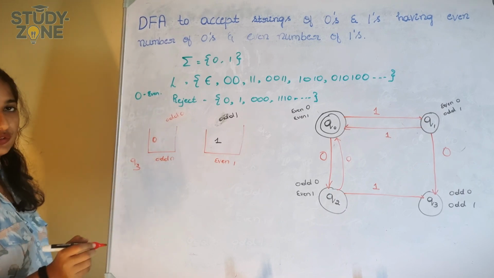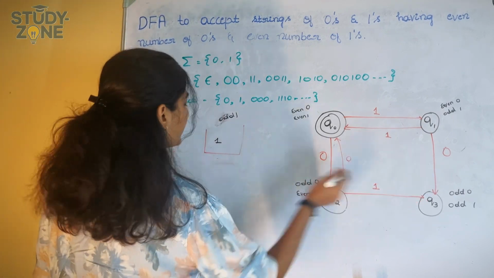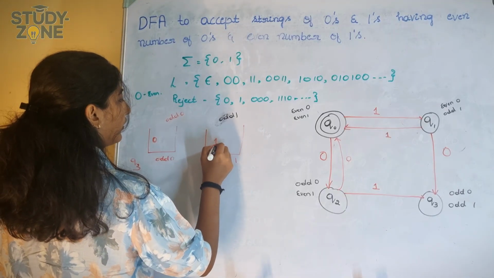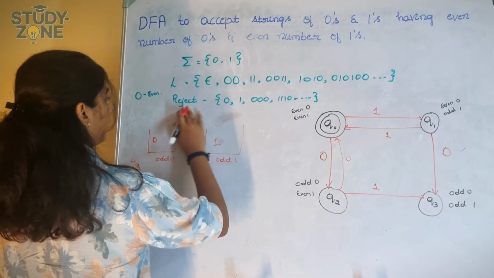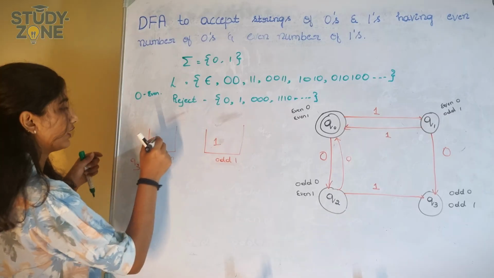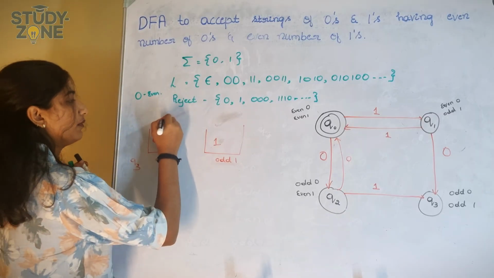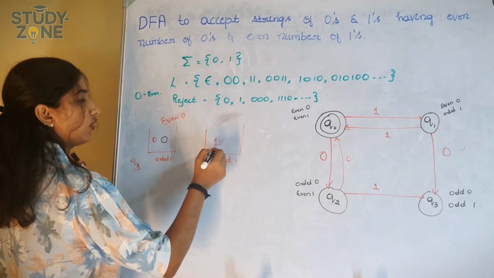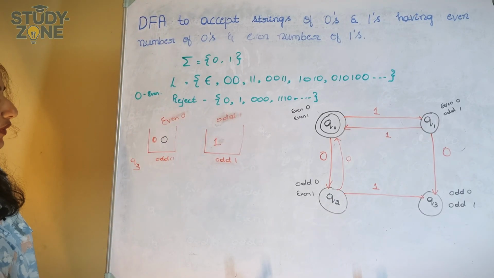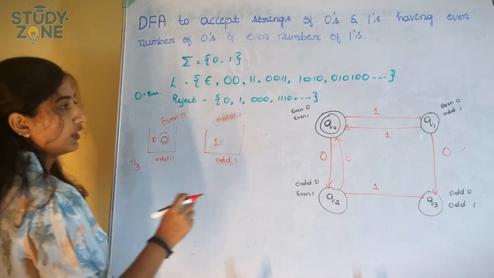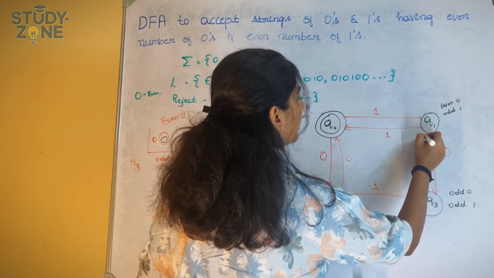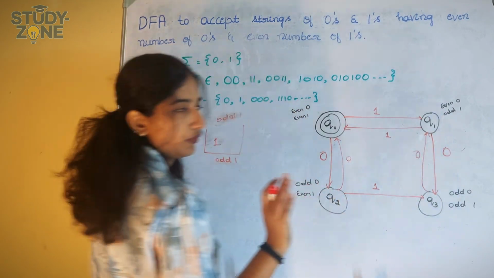Now I am taking it for Q3 state. Here it has odd 0, odd 1, right? So now what I will do is add a 0 here. So it will become even 0, odd 1, right? Which one has even 0, odd 1? I added 0 here, so even 0, odd 1 is this one. So Q3 on 0, it is moving to Q1.